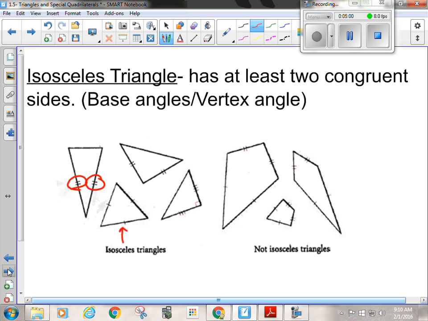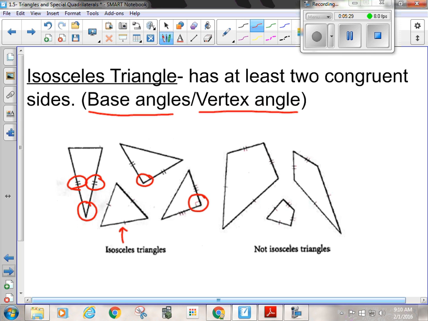Okay, the other thing we know here is about base angles, and we have the vertex angle. Let's talk about the vertex angle first. The vertex angle is going to be the one that's between the two congruent sides. Those are going to be your vertex angles there. That makes the other two angles your base angles. So the one that's between the two congruent sides is your vertex angle. The other two are going to be your base angles.